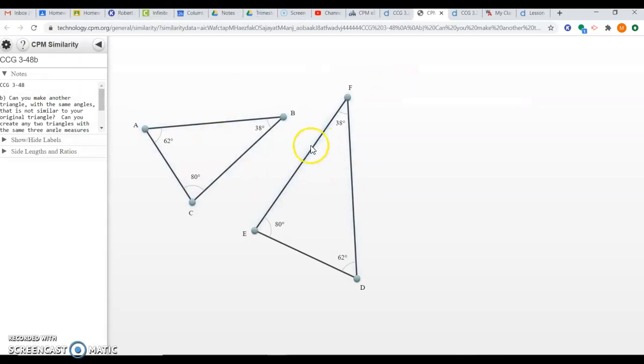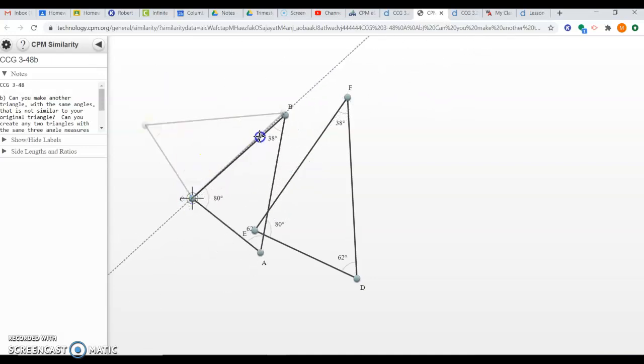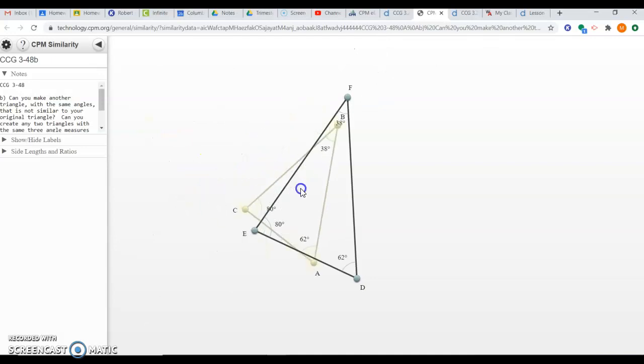And so the one thing I want to show you on the E-tool, because we're going to do this throughout the lesson, is we're going to try to use transformations to get these triangles to land on top of each other. So instead of trying to drag it around, click on it and use the tools. So this one's reflection, rotation, dilation. And I'm going to first start by reflecting this shape. And then I'm going to translate it over so the vertices land on top.